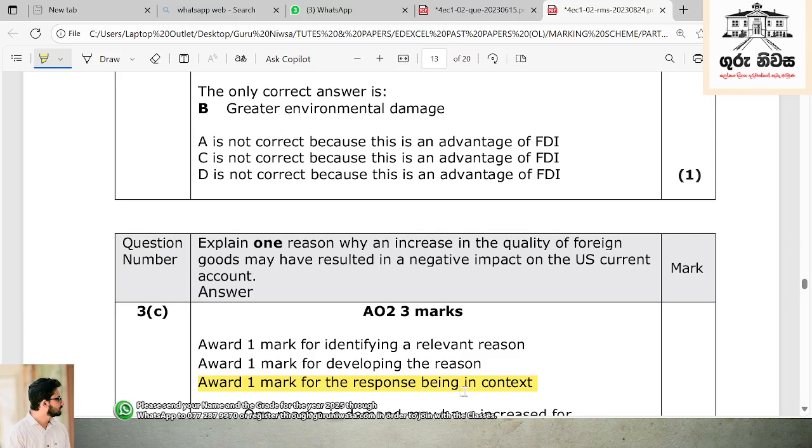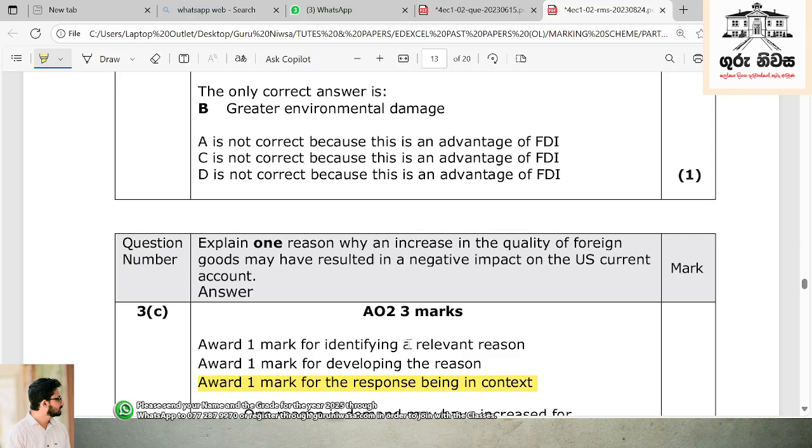Sir, can I read my answer? Okay, good. Read it loud. Yeah, read it. Make your voice louder. An increase in the quality of foreign goods can negatively impact the US current account because it can lead to decreasing demand for the goods that are made in the country, domestic goods. Domestic product.